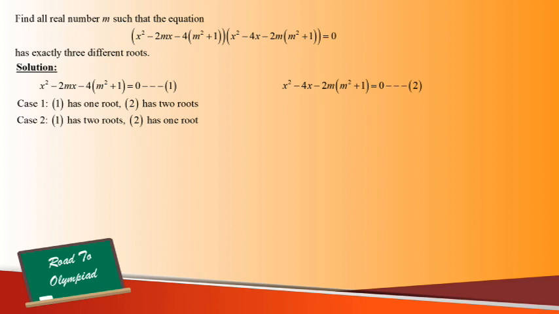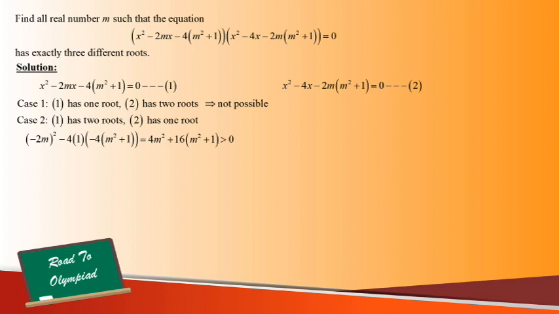For case 1, consider the discriminant of equation 1. Notice that this discriminant can be simplified into 4m squared plus 16(m squared plus 1). Notice that m squared is a perfect square, and thus the sum is greater than 0. So it is not possible for equation 1 to have only 1 root. So case 1 is not possible.